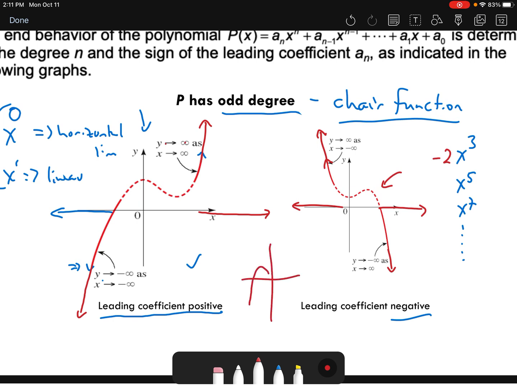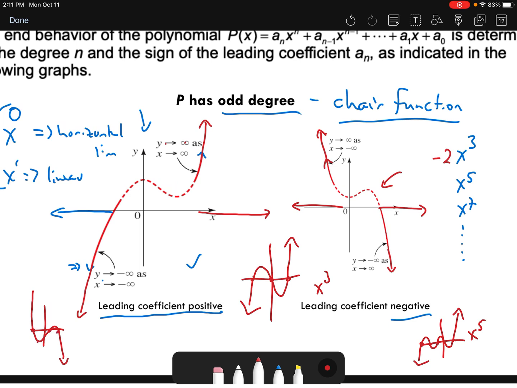Now they could look like this, okay? And then it has 3 zeros, you see that? So that's an x cubed, more than likely. It could look like this. Okay, 1, 2, 3, 4, 5. So this could be an x to the 5th. Okay. It could look like this.